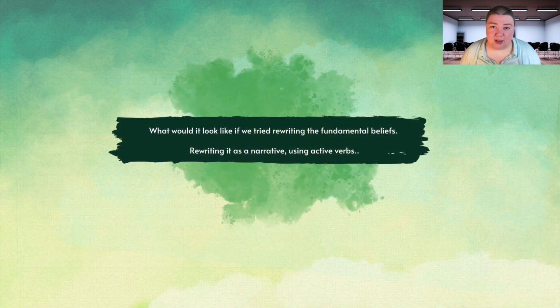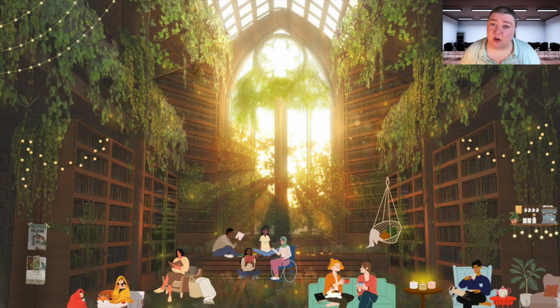What would it look like if we tried for fun to rewrite the fundamental beliefs? Or rewrite one fundamental belief and rewrite it as a narrative instead, as a story using active verbs? What do you see God doing? What would it look like if you made a video of fundamental belief number 20? If you try to tell the story, if you played out the experience, what does it sound like? What does it look like?